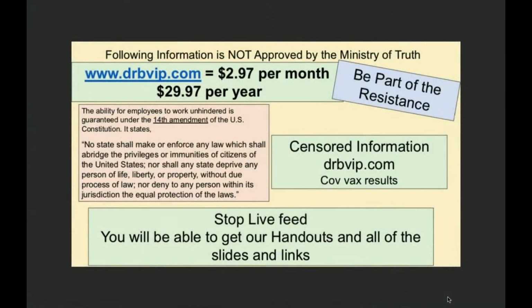no state shall make or enforce any law which shall abridge the privileges and immunities of the citizens of the United States, nor shall any state deprive any person of life, liberty, or property without due process of law, or deny any person within its jurisdiction the equal protection of the laws. So that means that the government shutting down your business, saying that you're essential or not essential, was done illegally. But try and evict your governor. Ours disagreed with that decision.